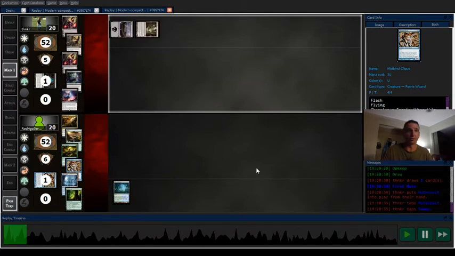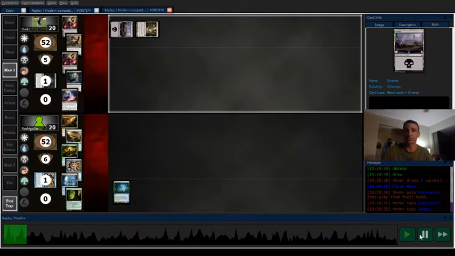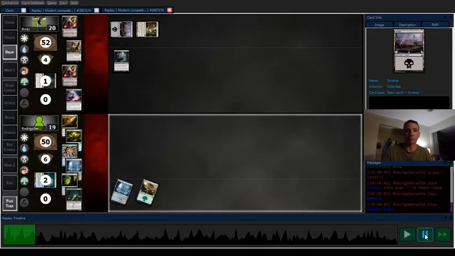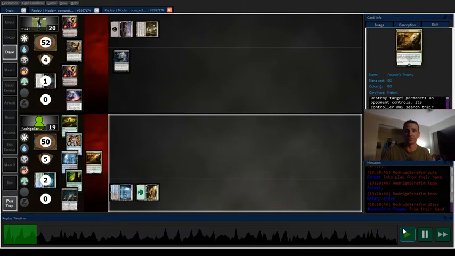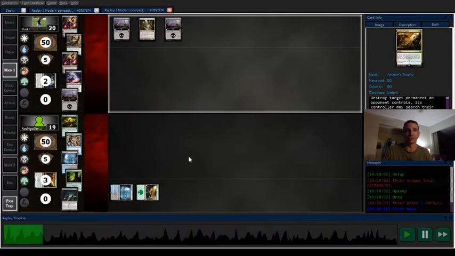So I do draw the one casting cost spell instead of a third land, but it's fine. I'm still curving out. What's interesting here is my opponent actually helps me curve out with the Assassin's Trophy. And I draw a land. So this is going to allow me to Thoughtseize into Liliana.